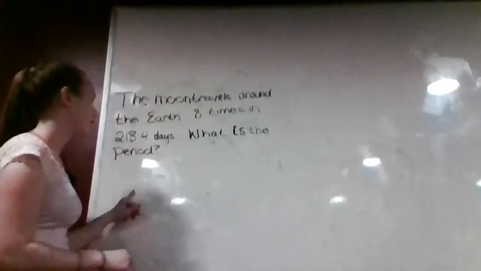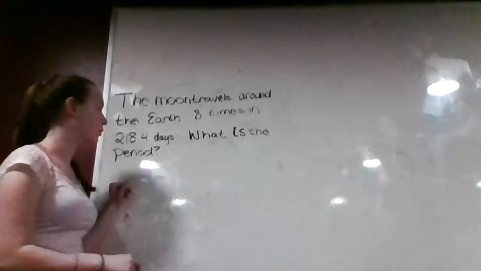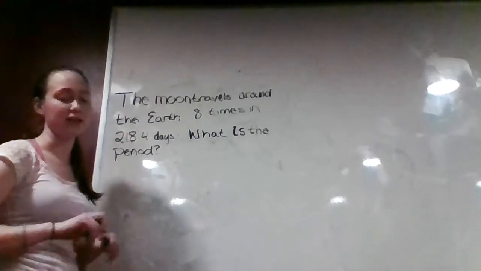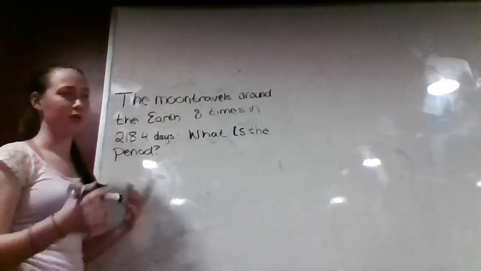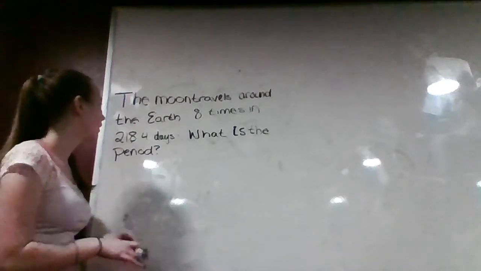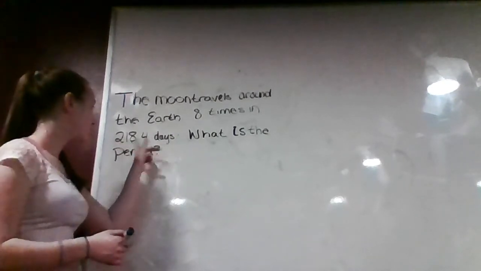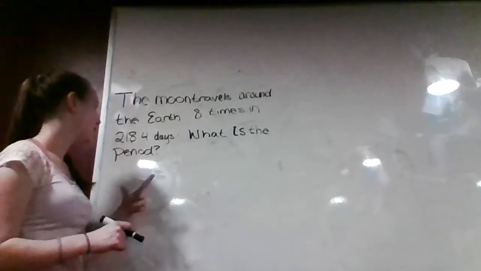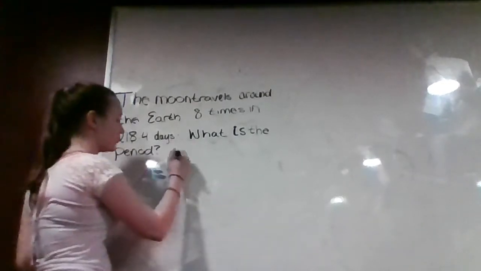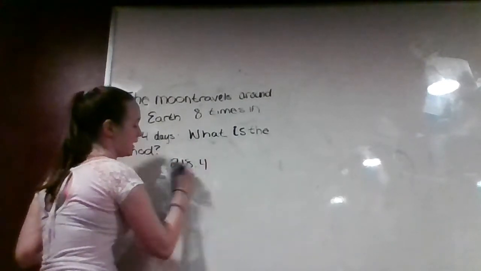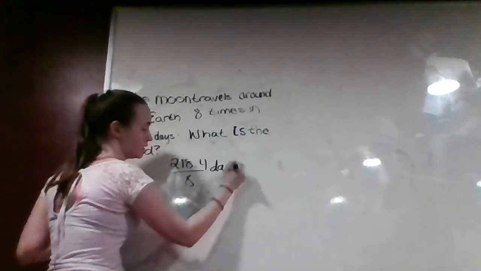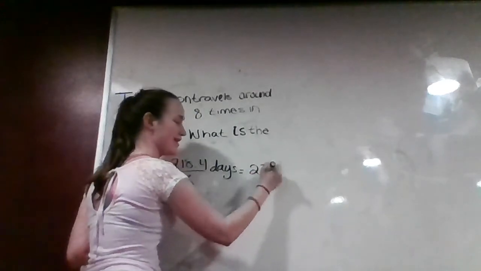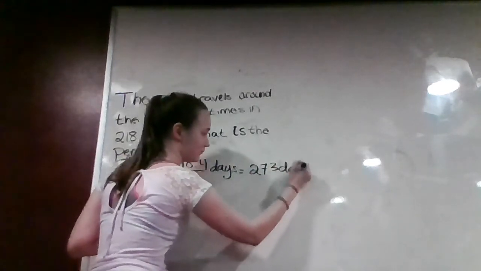The moon travels around the earth 8 times in 218.4 days. What is the period? The period describes how long it takes for an object to make a complete revolution, in this case, an orbital case. So if it takes 218.4 days for it to orbit around the Earth 8 times, then all we need to do is divide 218.4 by 8. And that will get us the time for one complete orbit. And that is 227.3 days.